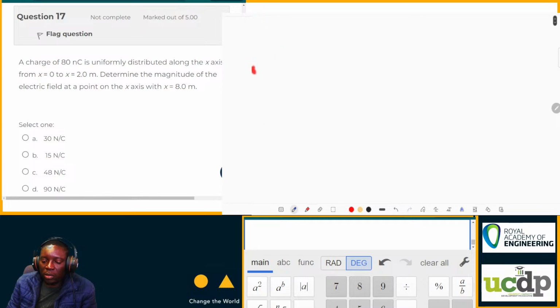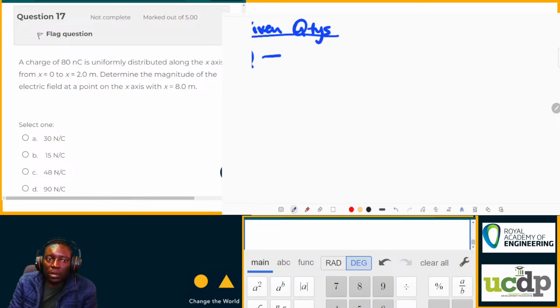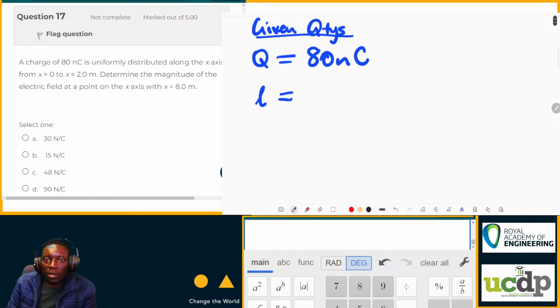So what is Q in question number 17? The given quantities. Q is 80 nanocoulombs, right? Then the distribution is from x equals 0 to x equals 2. So in this case, our L is equal to how many meters? How many meters will that L be? How many meters is L?